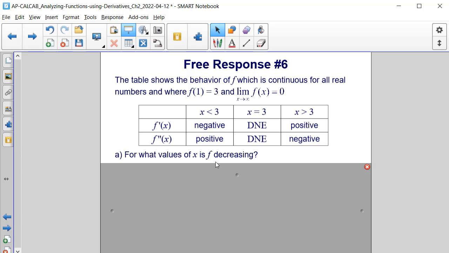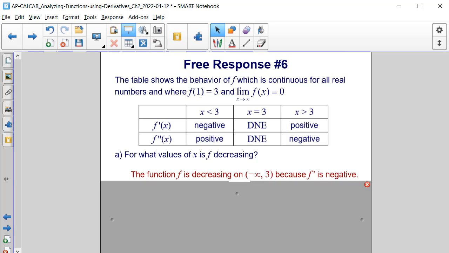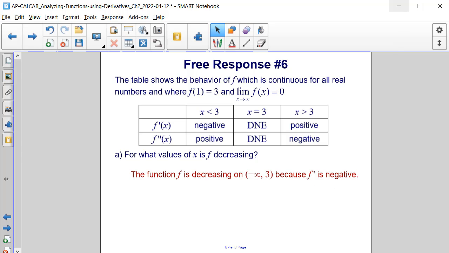For what values of x is f decreasing? Well, f is decreasing when the first derivative is negative. So if we look at our first derivative, or f prime of x, we can see that it is negative when x is less than 3. So therefore, it's decreasing on the interval from negative infinity to 3, not including 3, because f prime is negative.